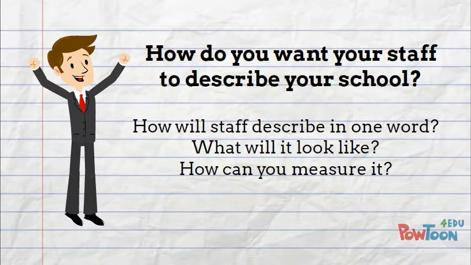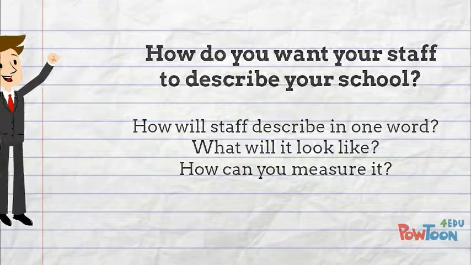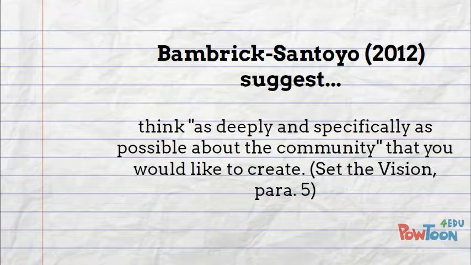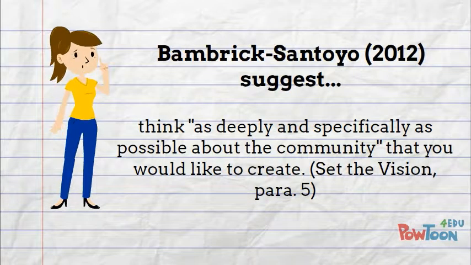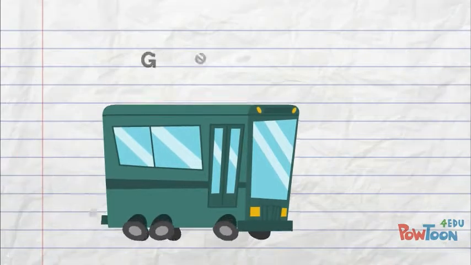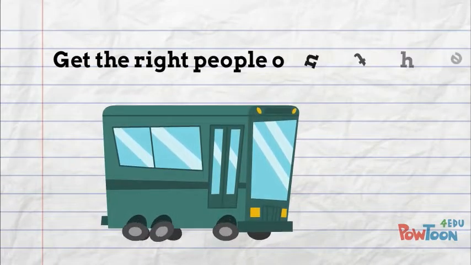Lastly, how do you want your staff to describe your school? Can they do it in a word? And how will you measure it? Bambrick-Santoyo suggests you should think as deeply and specifically as possible about the community you'd like to create. Your next step is to get the right people on the bus.